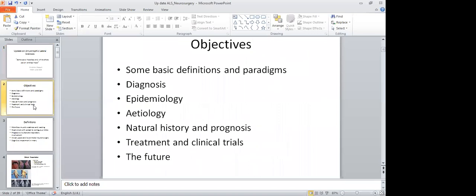In terms of the outline of this presentation, I'll go through some basic definitions and paradigms, and then move on to diagnosis, epidemiology, etiology, natural history and prognosis, treatment, clinical trials, and a future perspective, focusing on what Manchester would like to achieve in the future.